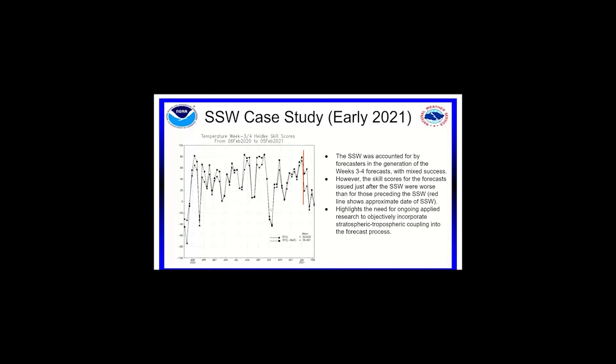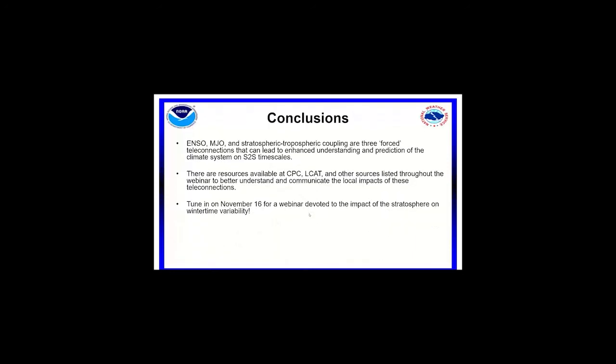What's interesting here is I put a red line here. The skill scores for forecasts issued just after the warming were worse than those preceding the warming. So the forecasts that were issued the month before scored a little bit better than those issued in the month following that. It's really interesting, and I think it highlights the need for ongoing applied research to better objectively incorporate these signals into our forecast process, to understand what's going on. It's a very interesting case study. So that's the third and final case study.